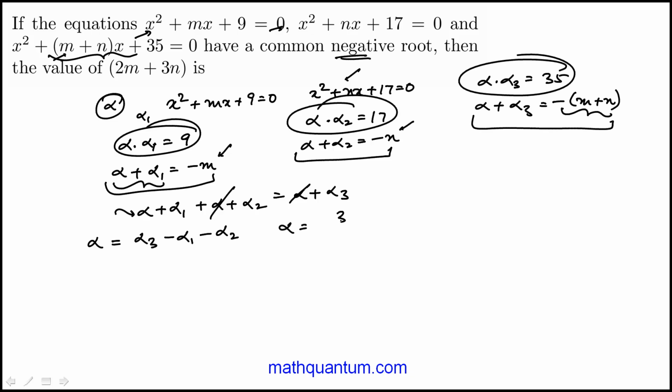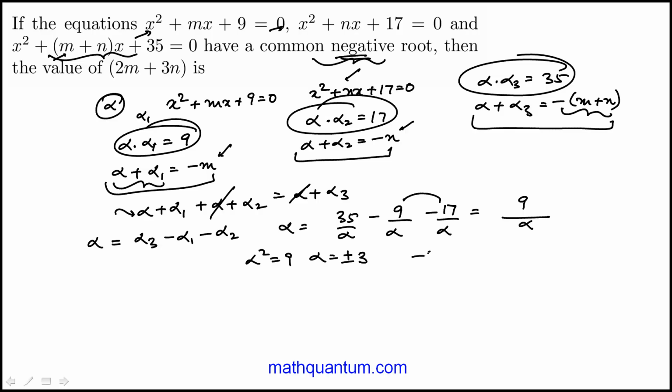So alpha 3 is 35 over alpha. Alpha 1 is 9 over alpha. And then minus 17 over alpha. So this becomes, denominator is alpha. That's 26. So 9. I get alpha squared is 9. Alpha is plus or minus 3. Note we're told that it's a negative root. So alpha is minus 3.